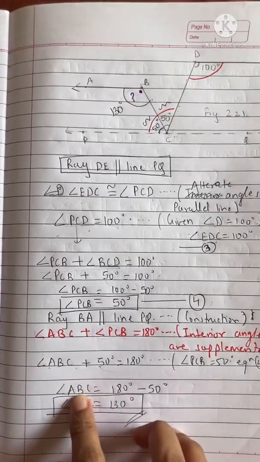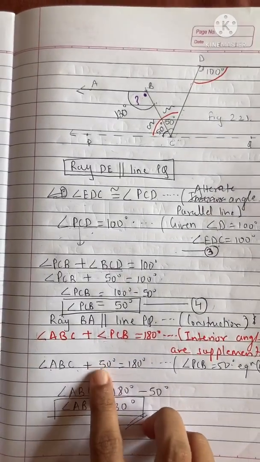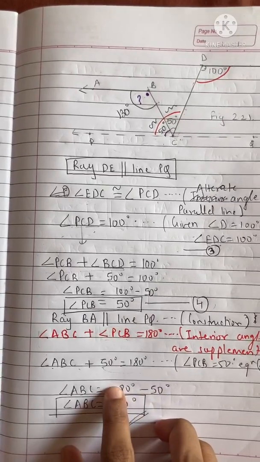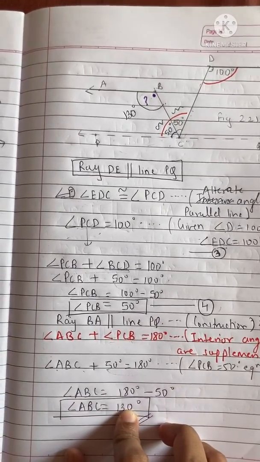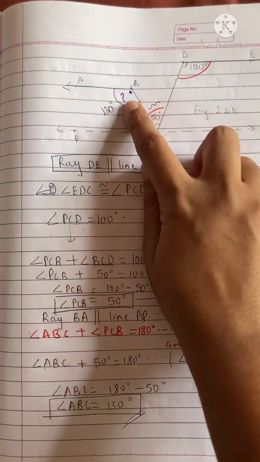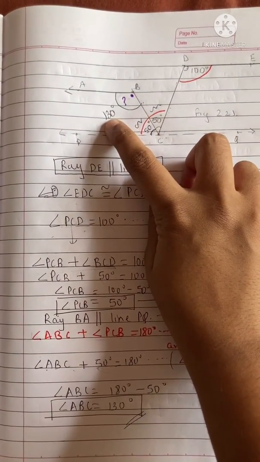Now the next thing we have to do is to find out ABC. We have to take 50 degree on the other side. So here it is plus, here it will be minus. 180 minus 50 is 130 degree. So like that we get the measurement of the question mark angle, that is angle ABC equal to 130 degree.